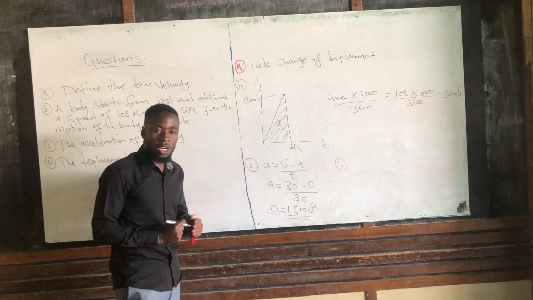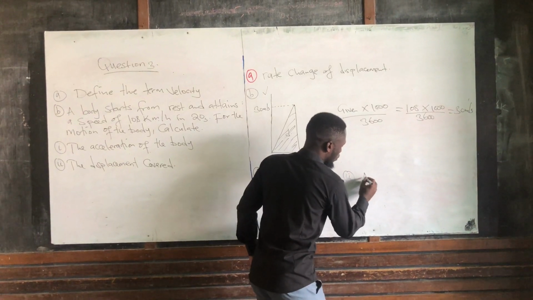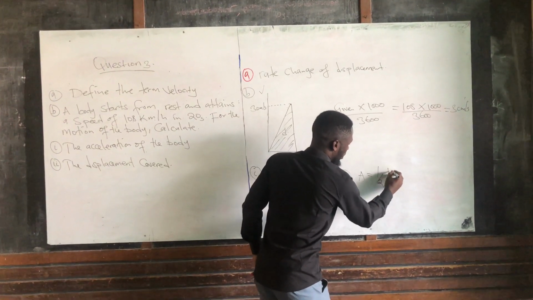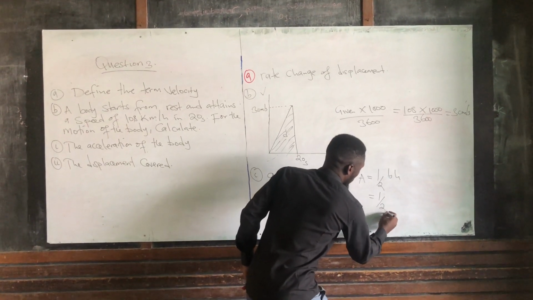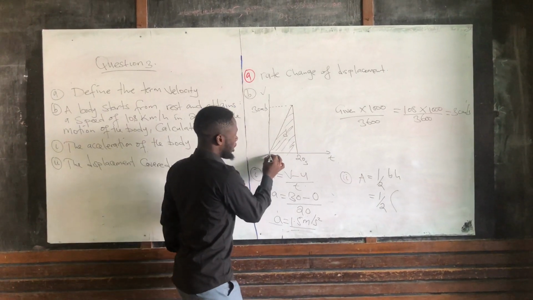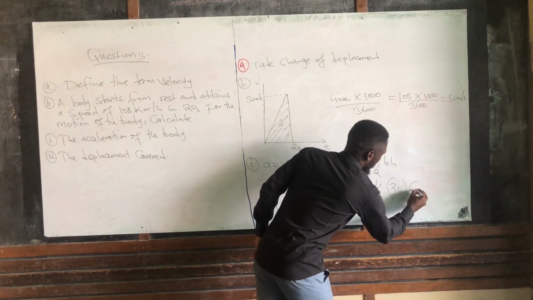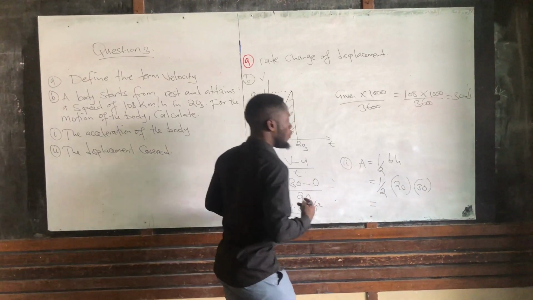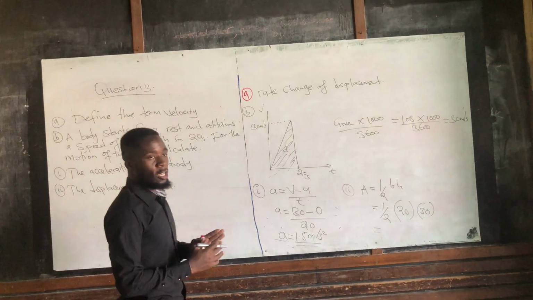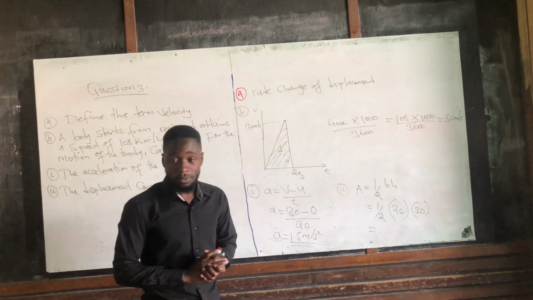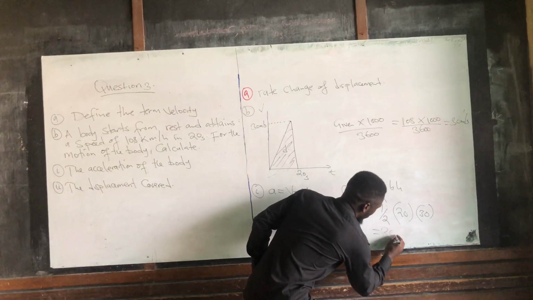So how do you find the area of a triangle? So, displacement. So area is equal to what? Half BH. Right? B what? Yes. H. So in this case, half. What is the B? 20. The distance from here to here is the breadth. Yes. 20. What is the height? 30. So anything that you find is a displacement. So the displacement is just the area under the curve. Right? So what's the answer? 300 what? Meters.